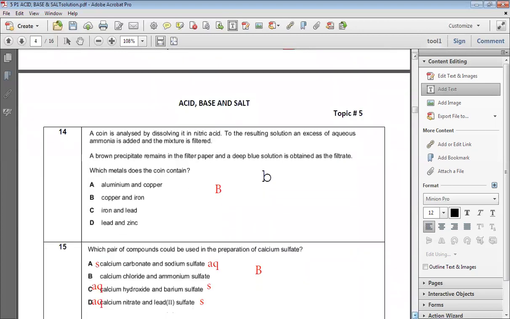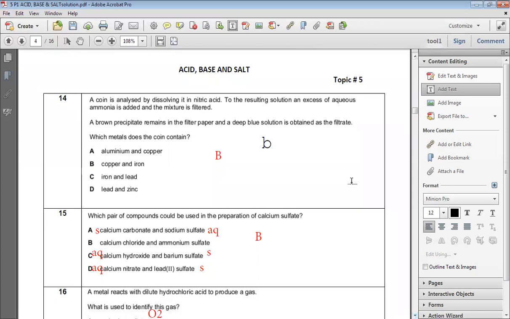Now question number 14. A coin is analyzed by dissolving it in nitric acid because copper is present in the coin. To the resulting solution, excess aqueous ammonia is added and the mixture is filtered. A brown precipitate remains in the filter paper and a deep blue solution is obtained as the filtrate.